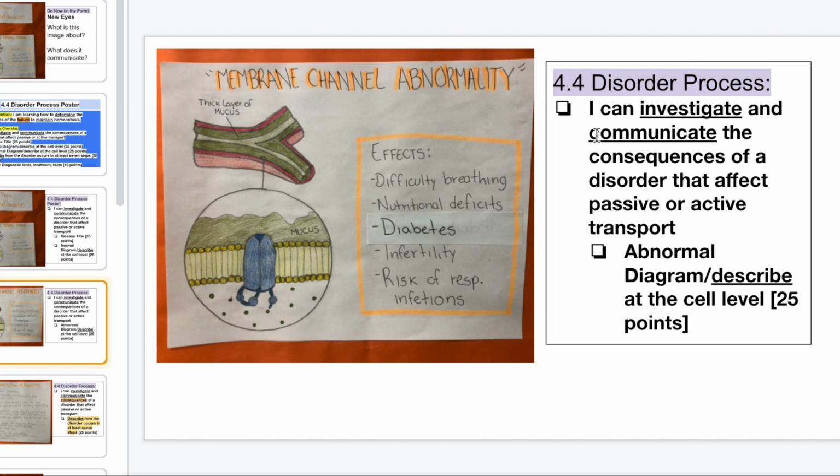Okay, then we can look at, do they have an abnormal diagram describing the effects from cystic fibrosis? Yeah, they've zoomed in on the same place in the body, and at the cellular level, we can see a difference here. The ions are down here, the channel seems to be closed, and there's mucus building up right here. The effects they described are difficulty breathing, nutritional deficits, diabetes, infertility, risk of respiratory infections. Need to spell out respiratory, you're communicating to a high school audience. That's the only change I would make to this slide, but it's excellent.